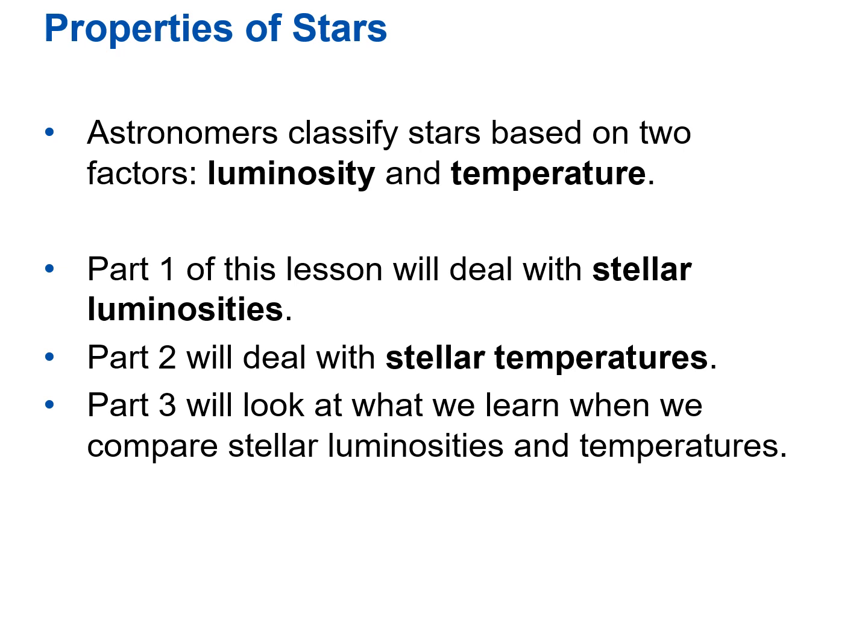Astronomers classify stars based on two factors, luminosity and temperature. And in this video, we're going to look at stellar luminosities. Now, luminosity just means brightness. It's how much power, how much energy it's putting out. In the Part 2 video, we'll look at stellar temperatures. And then the Part 3 video will wrap it up as we look at a comparison between stellar luminosities and stellar temperatures. And we'll see what we learn about patterns in stars when we compare luminosities with temperatures.